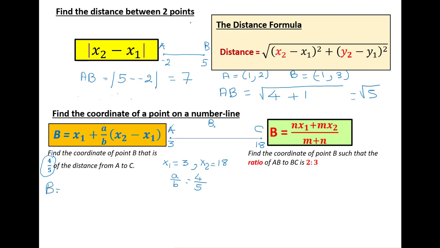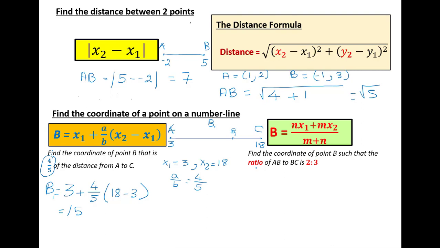So B equals x1, which is 3, plus the fraction 4 over 5, multiplied by x2 minus x1, which is 18 minus 3, and this will result in 15. So B will be at point 15, which will be something here. This is the first B. Let's call it B1.